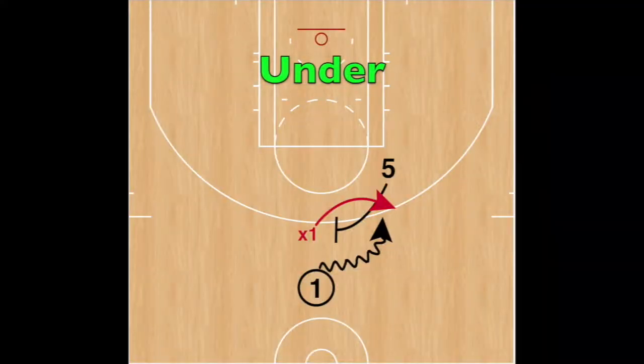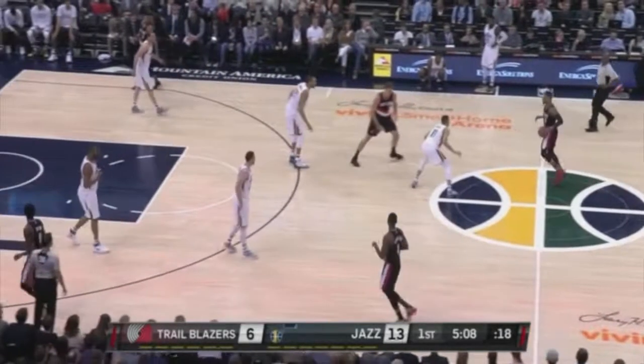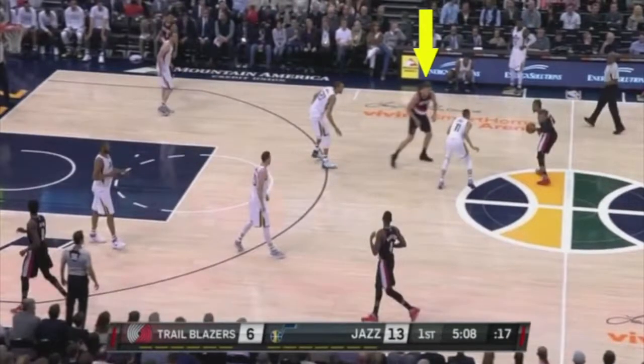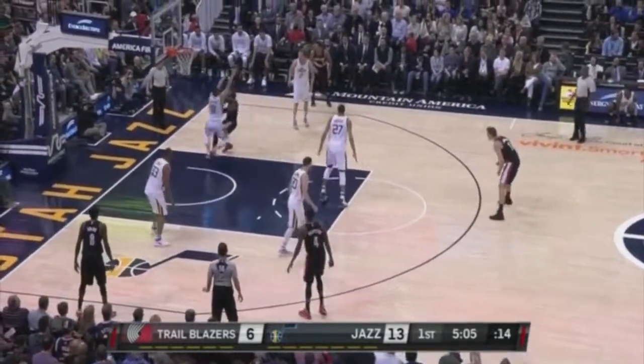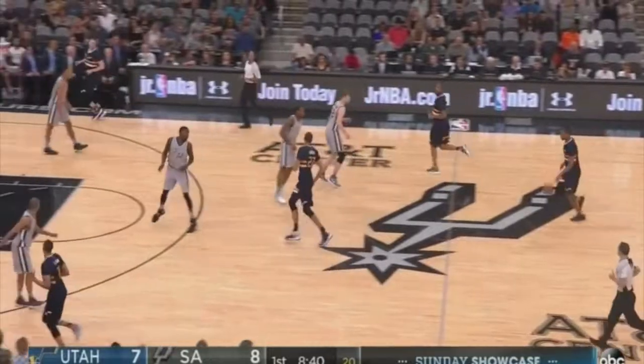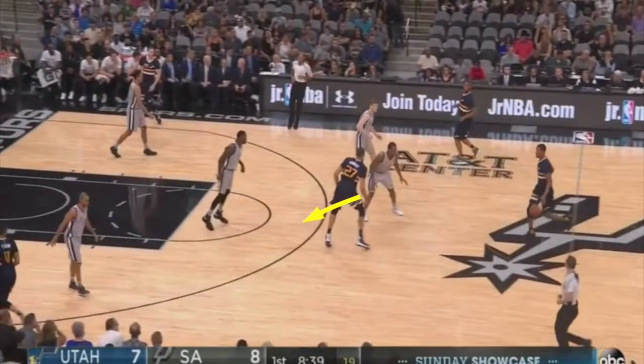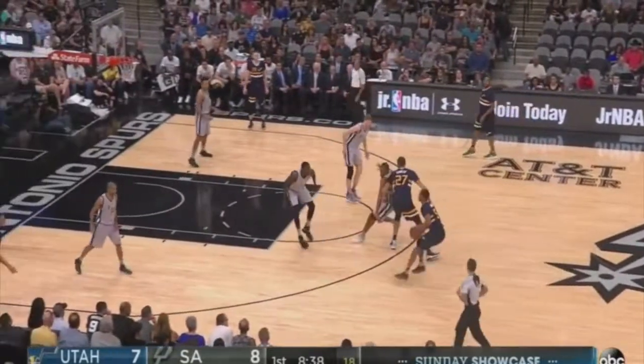Now let's talk about going under the screen. This is when the defender is going to go underneath the screen and meet the ball handler on the other side of the pick. So when Myers Leonard sets this high ball screen, Dante Exum is going to go underneath the screen and meet Lillard on the other side and stay with him as he drives down the lane and forces a difficult shot. Kawhi Leonard's going to go underneath Rudy Gobert's screen and meet Rodney Hood on the other side and contest his three-point attempt.